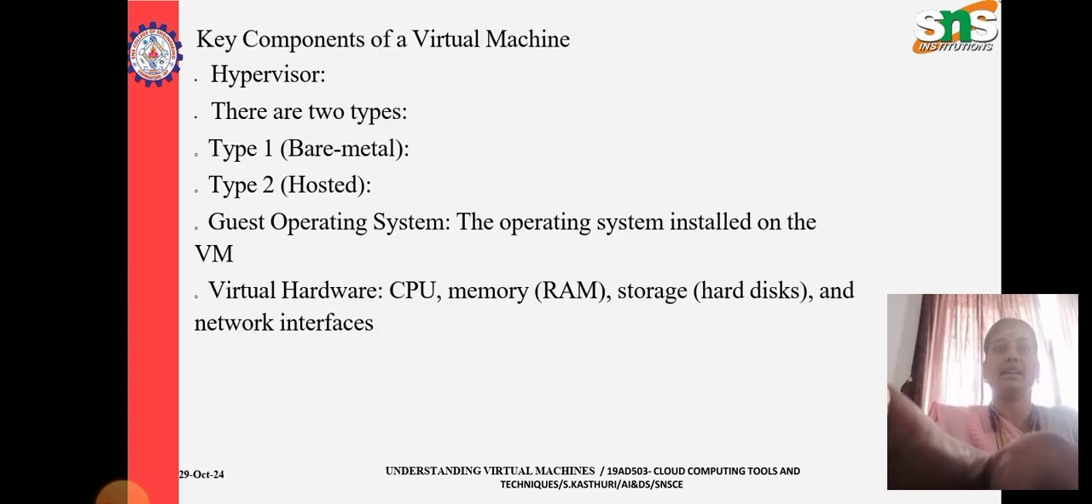The key components are, first, the hypervisor. A hypervisor is a tool used for creating and managing virtual machines. There are two types. Type 1 is bare metal. It runs directly on the hardware, for example, VMware ESXi, Microsoft Hyper-V. Type 2 is hosted. It runs on top of an existing operating system, for example, VMware Workstation, Oracle VirtualBox.